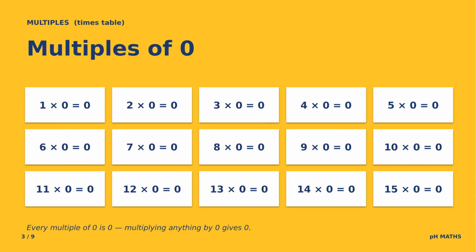Multiples of 0. This is the shortest slide we'll do. 1 times 0 is 0. 2 times 0 is 0. 3, 4, 5, all 0. In fact, every multiple of 0 is 0, because multiplying anything by 0 gives you 0. That's a property called the absorbing element. 0 swallows whatever you multiply it by. Worth saying out loud, because the moment you spot a 0 in a product, the whole thing collapses to 0.